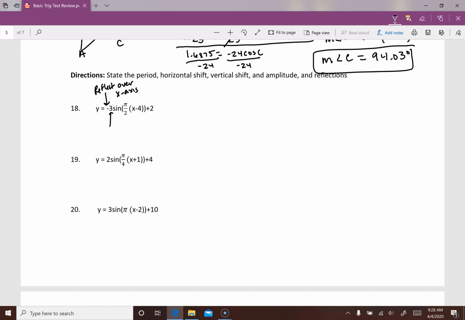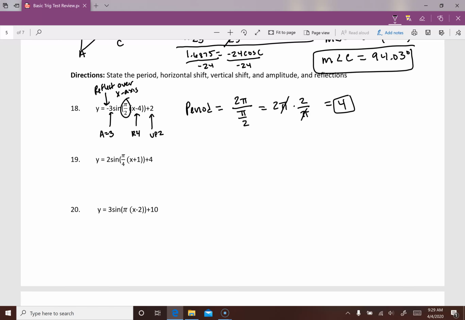The 3 is the amplitude, so A equals 3. This minus 4 actually means right 4, and that plus 2 means up 2. And now let's calculate the period, which is going to be equal to 2 pi over b. Here our b is pi over 2. So this is going to be equal to 2 pi times, we need to multiply by the reciprocal, which is 2 over pi. Pi's cancel, and I'm left with 4.